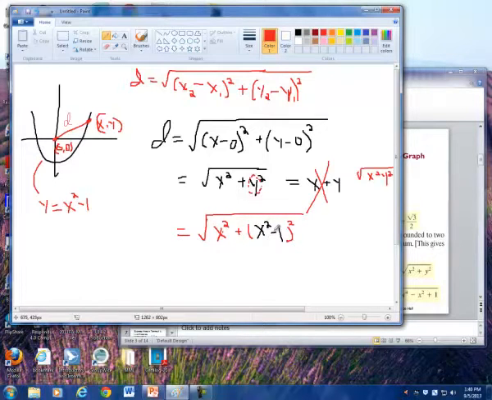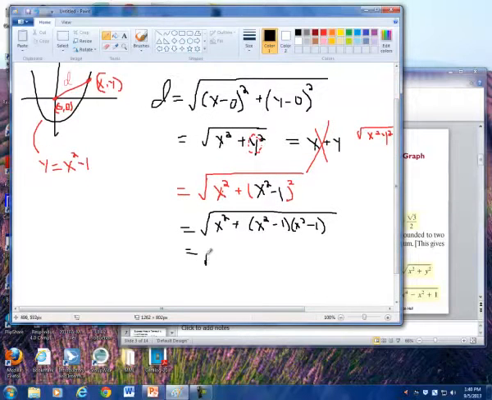and then we're going to go ahead and FOIL that. So that's going to be square root of x squared plus, of course, that'll be like saying (x squared minus 1) times (x squared minus 1), and we FOIL that, and we're going to get the square root of x squared plus, now x squared times x squared, that'll be x to the fourth, and then x squared times negative 1 is a negative x squared, and negative 1 times x squared is a negative x squared, and that's a negative 2x squared. And then negative 1 times negative 1 is a plus 1.